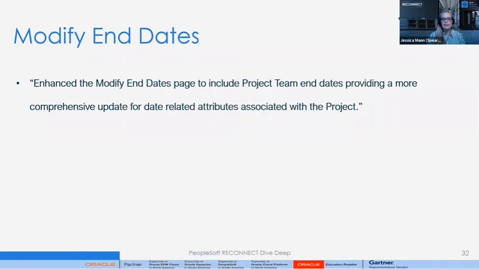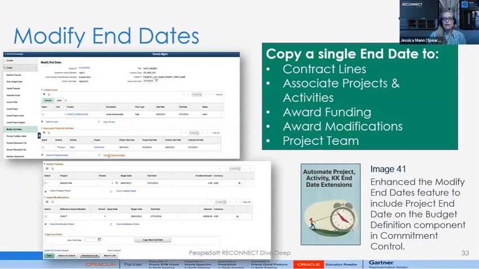Also in grants, enhance the modify end dates page to include project team end dates. The modify end dates feature has been around for a while. It started in image 25. Customers are really excited about this. Since there are multiple pages you need to go to update the various dates, this page brings it all together into a single page where you can update your contract dates, the dates associated to project activities, award funding, award modifications, and now with image 34, you can also update project team dates.